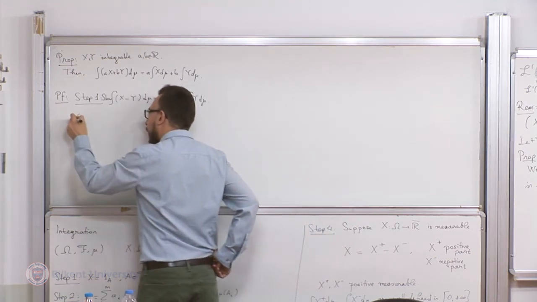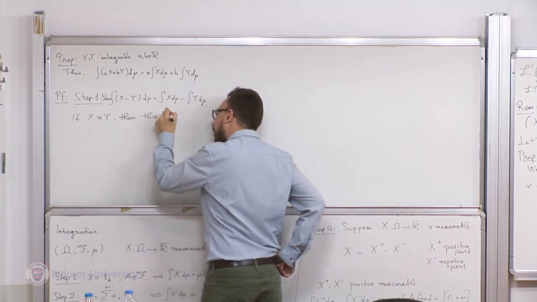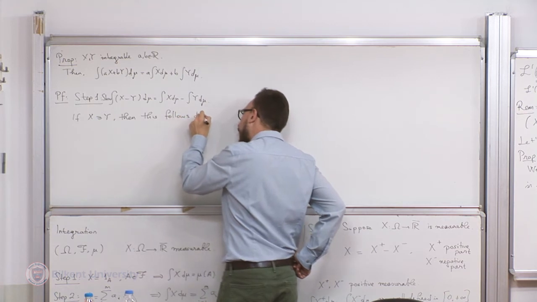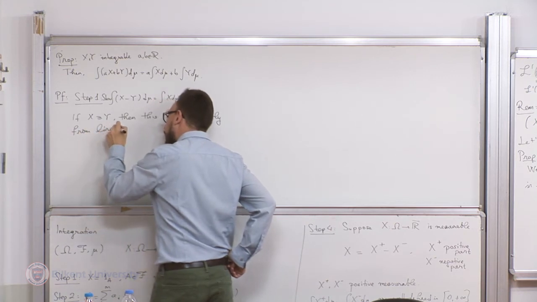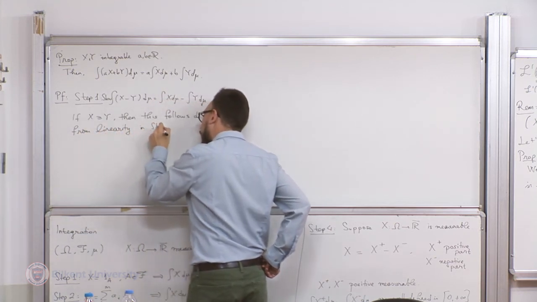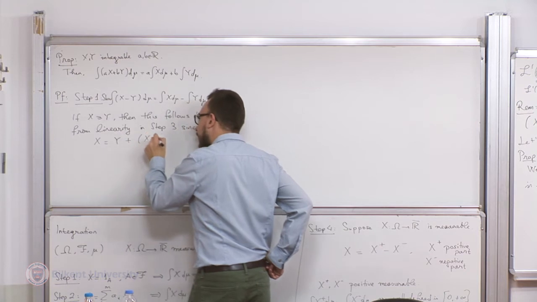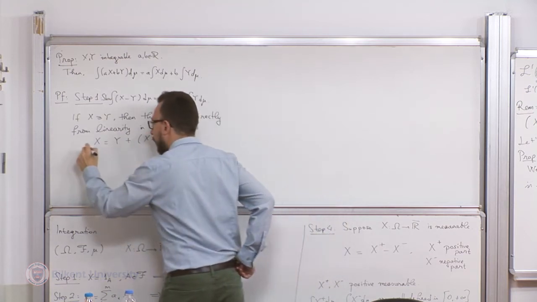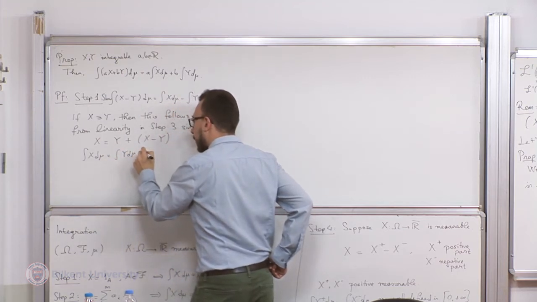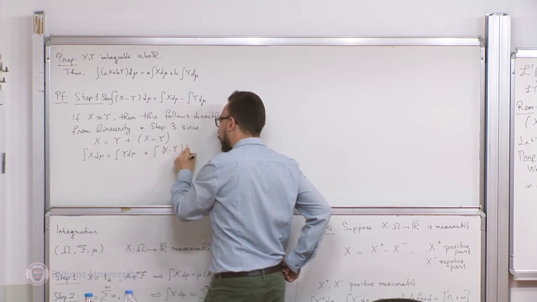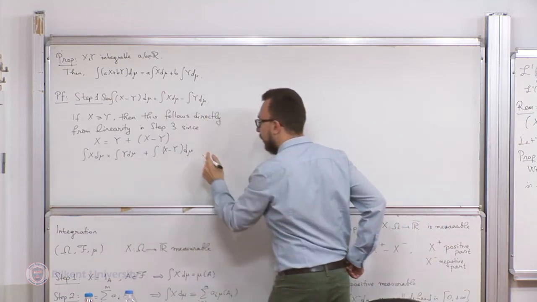Of course, if x is bigger than y, then this follows directly from linearity in step 3, since you can write x as y plus x minus y, right? And then you have the integral of x d mu is the integral of y d mu plus the integral of x minus y d mu, right? And they're all finite. Therefore, this is equal to this minus this.